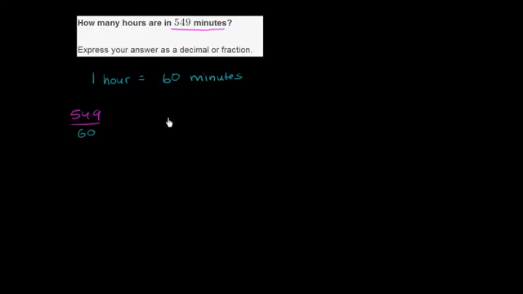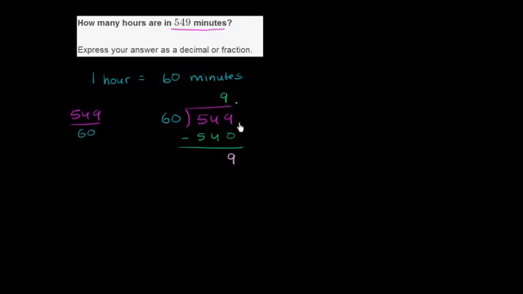So let's do that. Let's take 549 and divide it by 60. So 6 goes into 54 9 times. So 60 is going to go into 549 9 times. We're going to have a little bit left over. So we have 9. 9 times 60 is 540. We subtract. We have 9 left over. And now we have a little left over, so we're going to get a decimal.